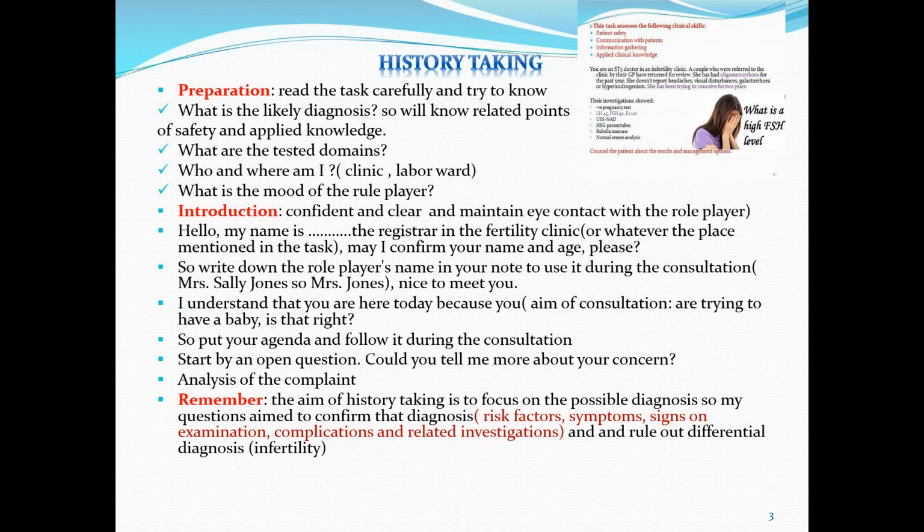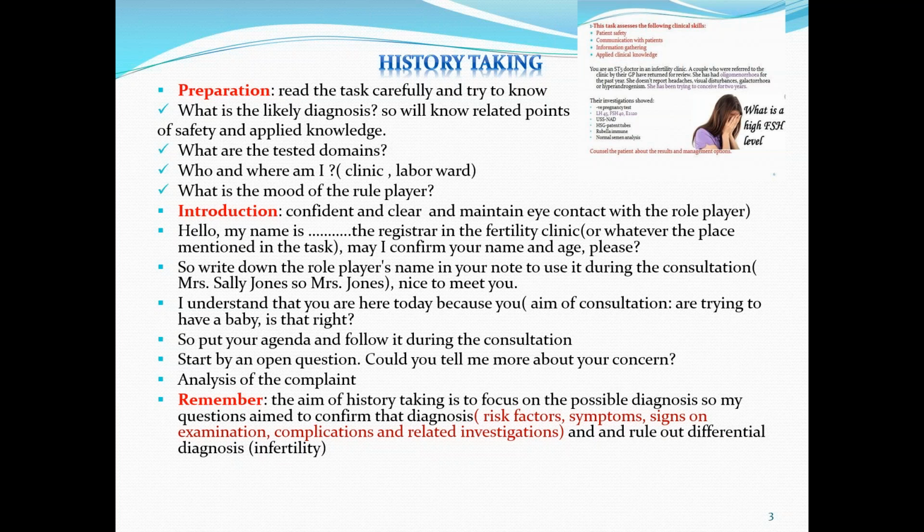The other question I need to answer is what are the tested domains? If there is information gathering, I need to go through the history taking, but sometimes there may be no information gathering. So determine what domain will be tested. Other question is how, where, and who am I? Who am I? It's written in the task. I am an ST5 doctor, but don't tell the role player you are ST5. She will not know what is the meaning of ST5.